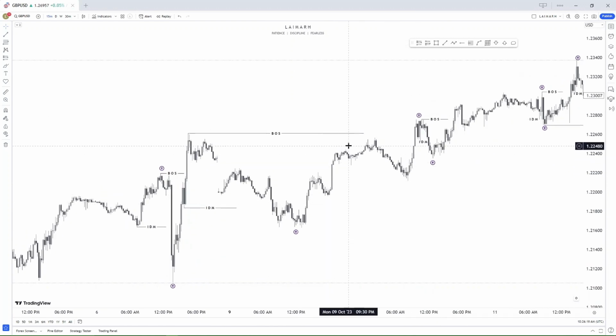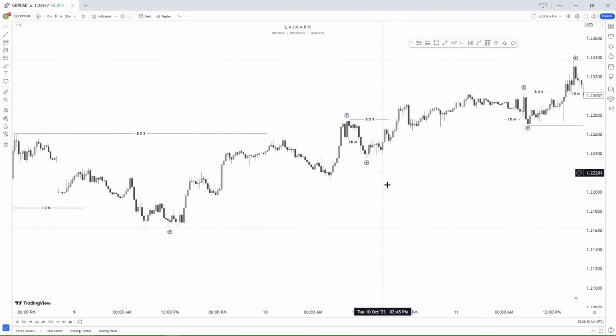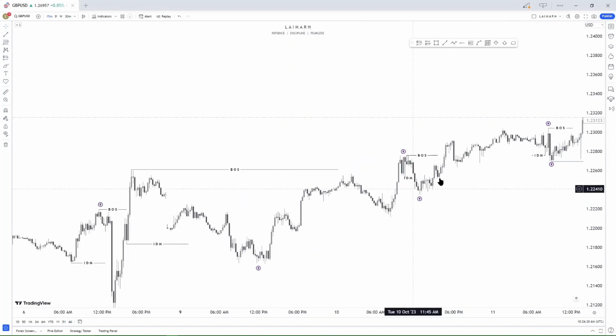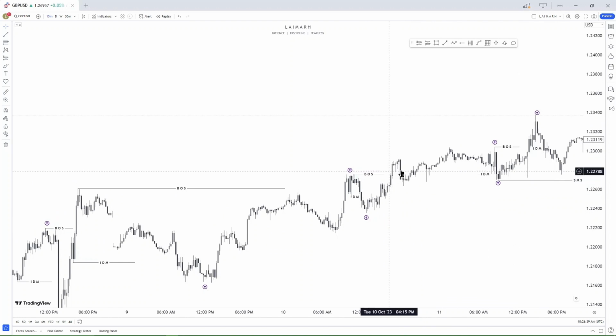So after price took this, break this high over here. Where is the inducement? This low right here is a valid pullback. Price took this valid pullback and moved to the upside. Price broke this structure again.